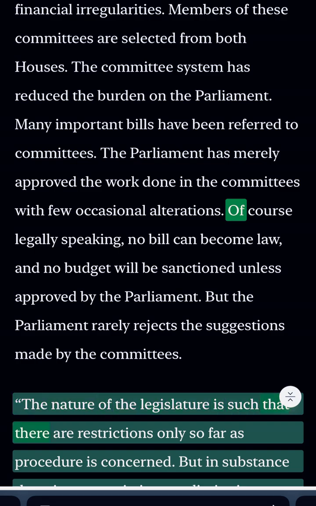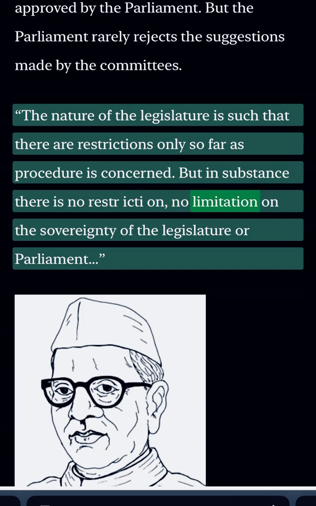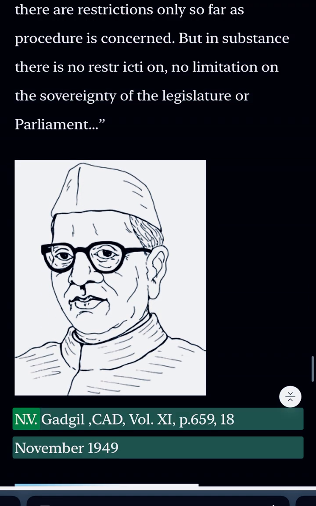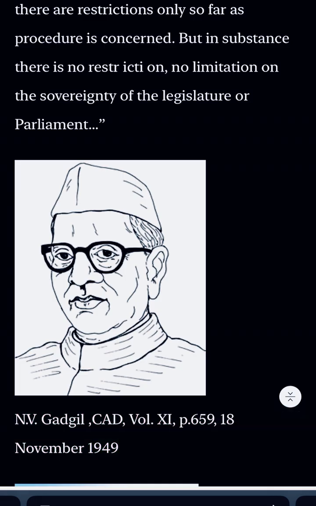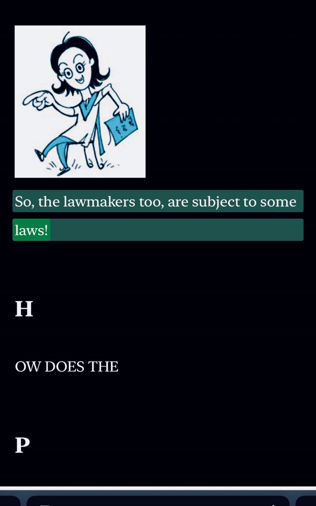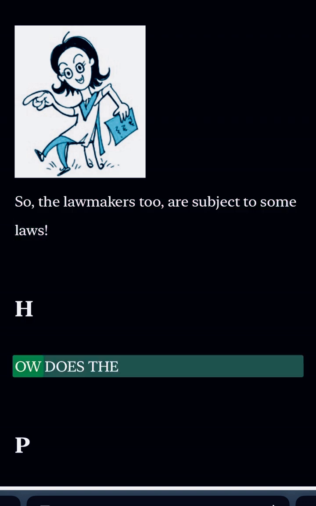The nature of the legislature is such that there are restrictions only so far as procedure is concerned. But in substance there is no restriction, no limitation on the sovereignty of the legislature or Parliament. So, the lawmakers, too, are subject to some laws.